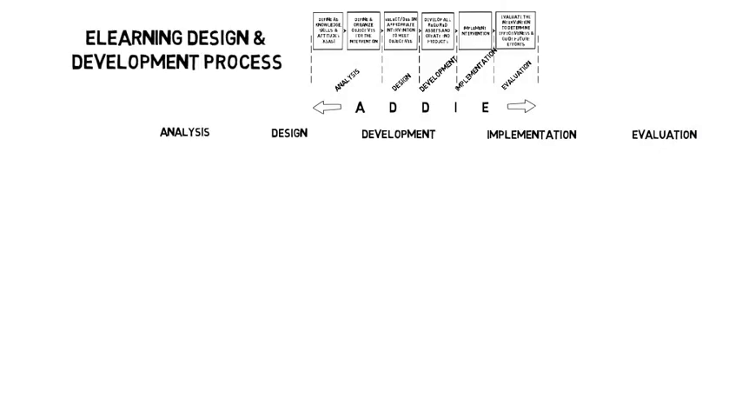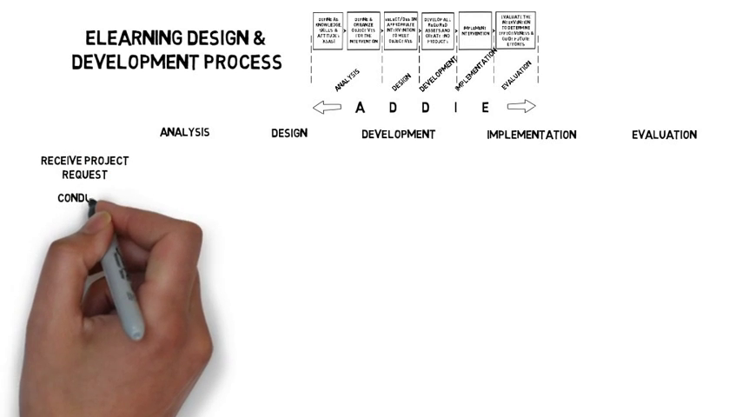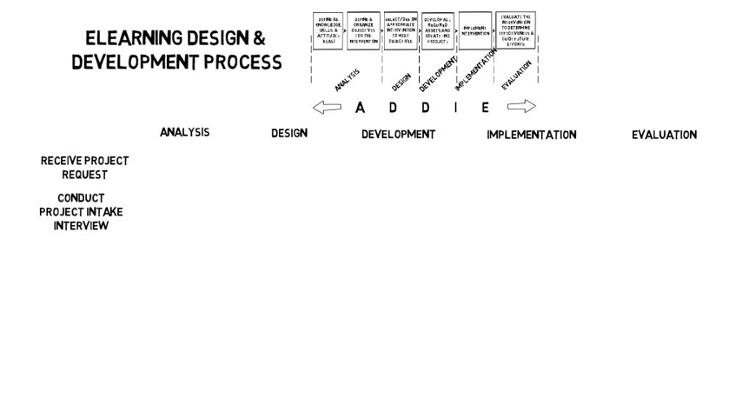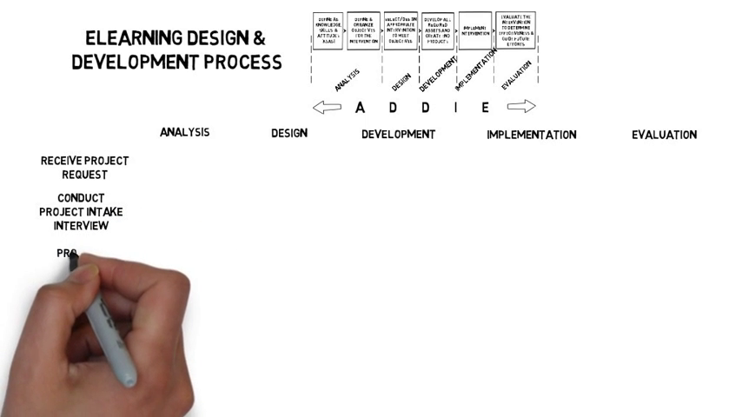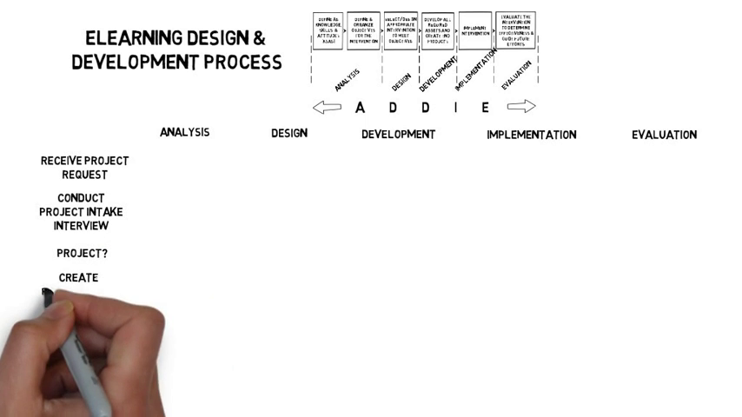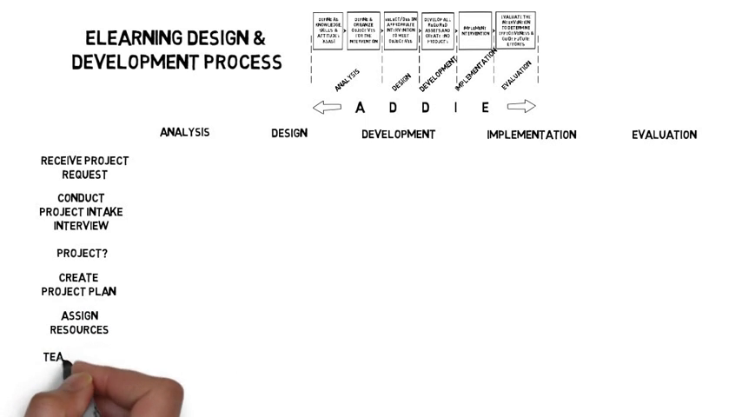Prior to beginning the analysis, however, there are some pre-processes. First, you'll receive a project request. You'll conduct a project intake interview to determine if there really is the need for a training intervention. After that interview, you'll decide whether or not this is a viable project. If it is, you'll create a project plan and then assign resources. Those resources will gather internally to conduct a team kickoff, after which the client will be brought in and a project kickoff will commence. Now it's time to begin analysis.